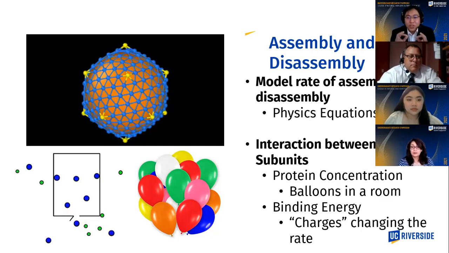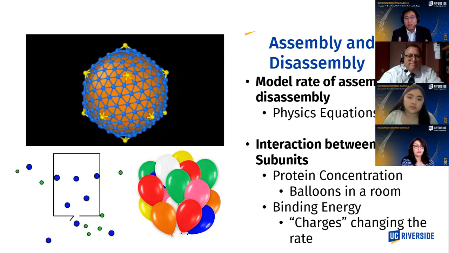Now, this is precisely what we biophysicists observe and model, but on a much smaller scale. And instead of balloons, we're dealing with protein subunits. Now, to understand binding energy, I'm going to ask you to visualize one last thing.